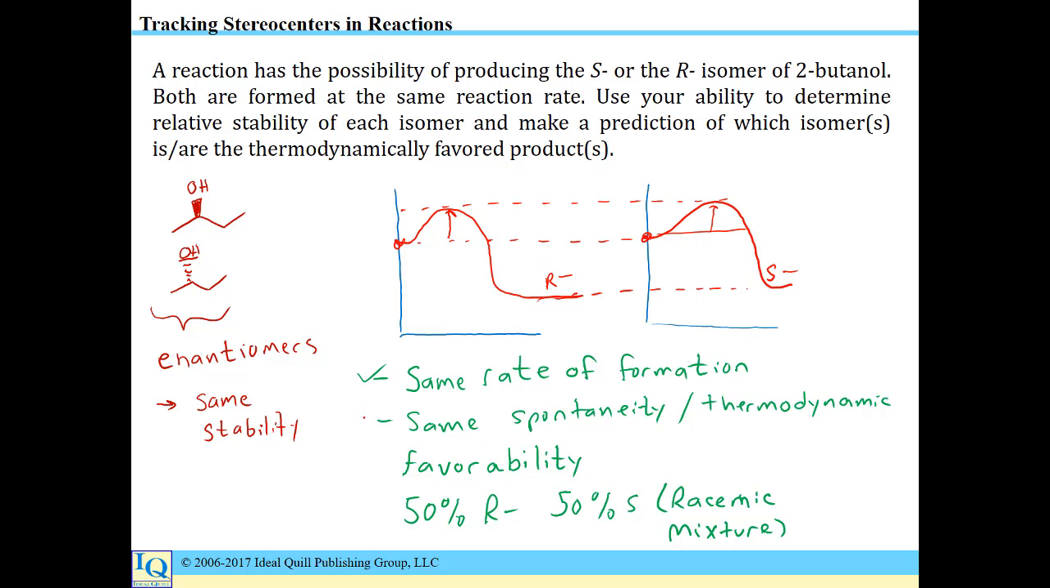We can therefore conclude that both products would be formed at the same rate, as indicated in the problem. Each of these products forms with the same spontaneity or with the same thermodynamic favorability, and we would therefore expect to get a 50% mixture of the R and S isomers. A 50% mixture of 2 enantiomers is known as a racemic mixture.